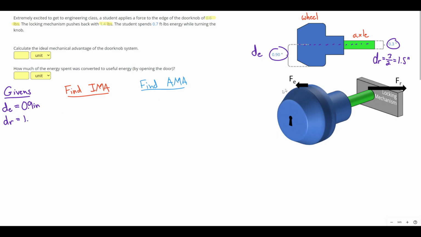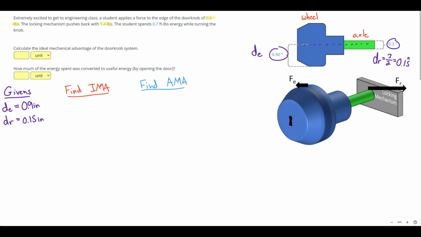Or sorry, not 1.5, it is 0.15. That's what happens when you don't use a calculator, folks. Let me correct that really quickly. Erase this. This is 0.15 inches. Okay, so let's carry on here.